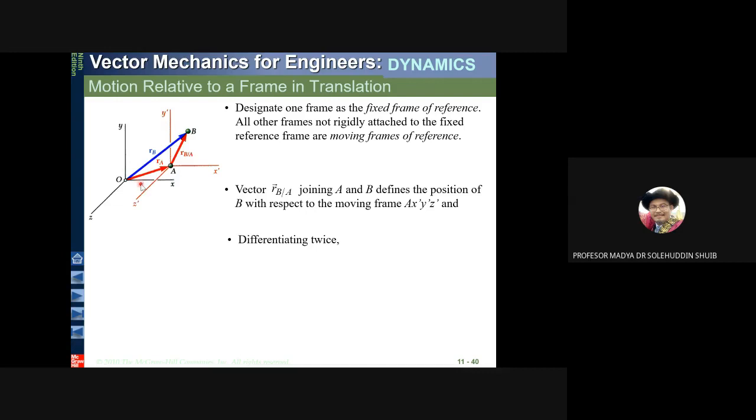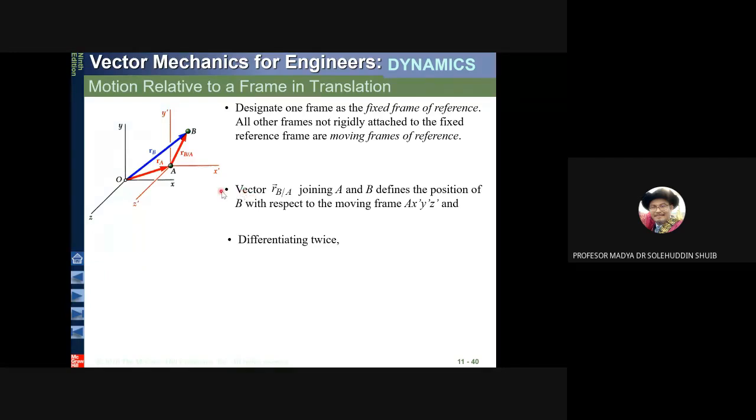So we refer to a fixed frame of reference, which is O, and then we have another frame here. We have point A and point B. Remember, we must have the same reference, which is at the origin. So we have position vector R here. This is position vector RA, and for particle B here, we have position vector RB. And then we have here RB relative to A.